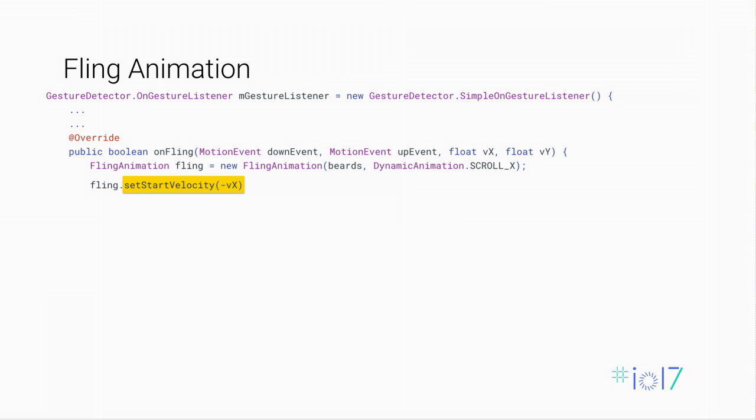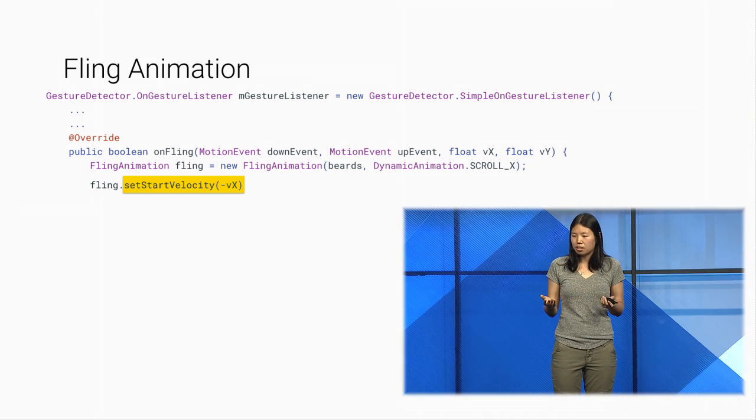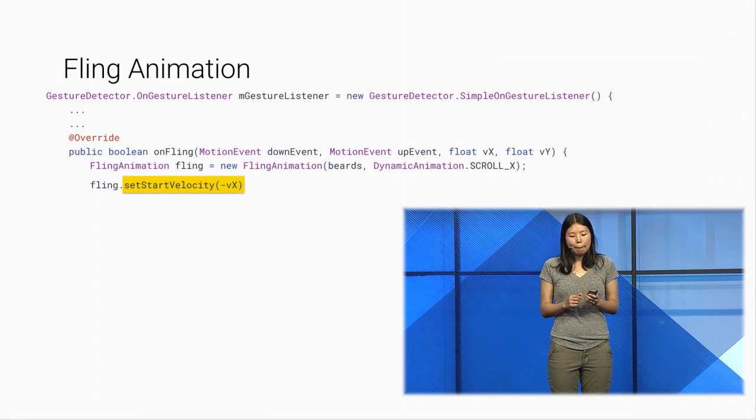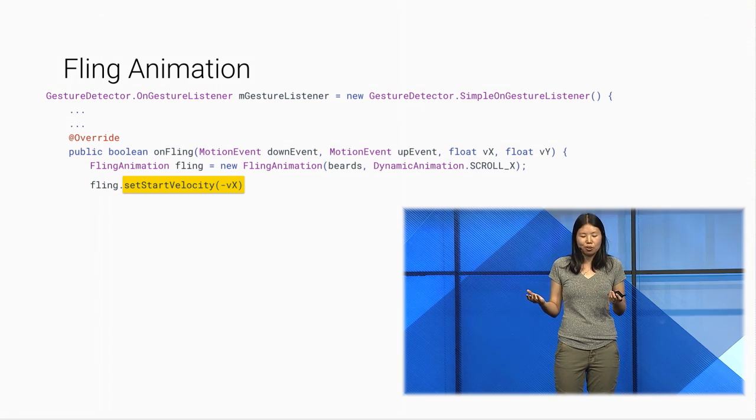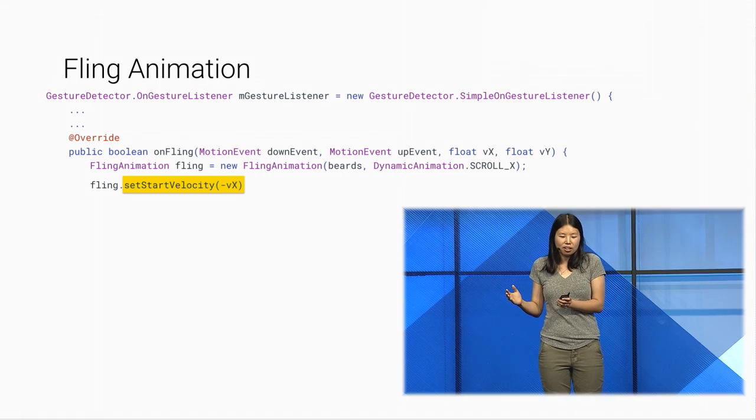Here you can see I have inversed the velocity of the gesture. And that's because here we're animating the scroll property. The scroll property is sort of special in that a positive change in the scroll value would actually move the list in the opposite direction as a positive velocity would.